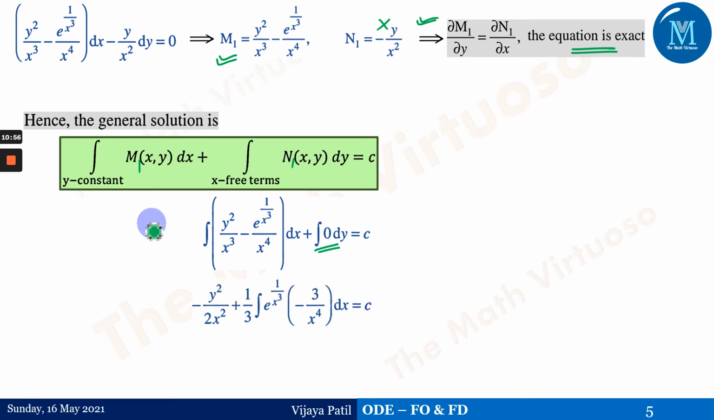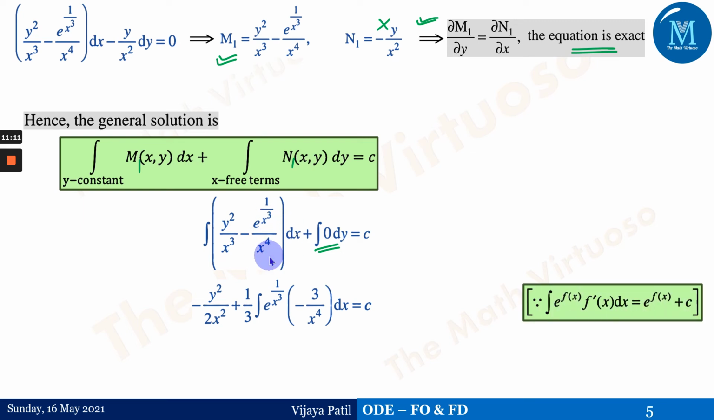Now in this particular example, y square upon x cube, we have to integrate with respect to x. That gives us minus y square upon 2x square, which is very simple. For the second one, we need to use this formula for integration: integration of e to the power f of x into f dash of x dx is e to the power f of x plus c.